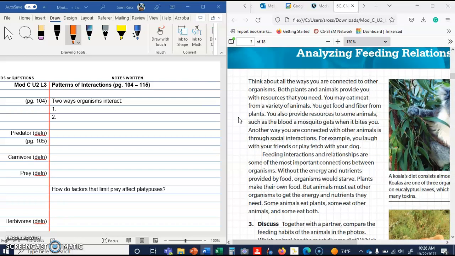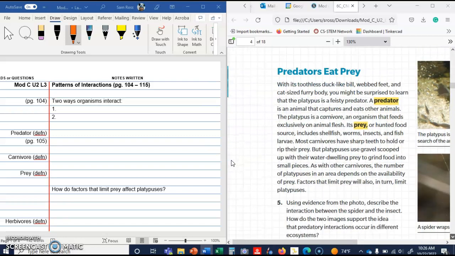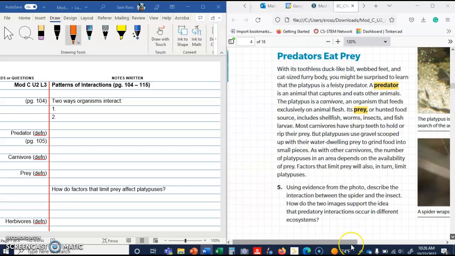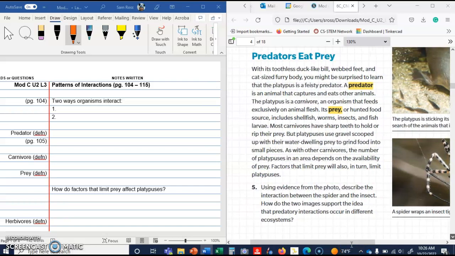Looks good to me. And then we're on page 105, so let's forward to 105. Predators eat prey. Delightful. So the predator definition is here. A predator is an animal that captures and eats other animals. Then it gives you an example of a platypus that is a carnivore. After carnivore, which is italicized, it gives you the definition of carnivore, which is an organism that feeds exclusively on animal flesh.